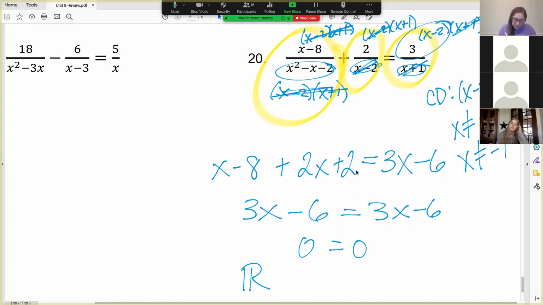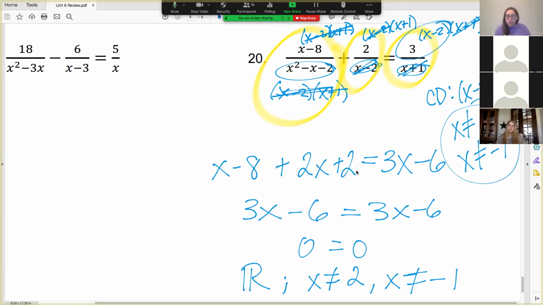However, the only two that I can't have are my two domain restrictions. So x cannot be 2, x cannot be -1. But if it ends up happening where everything cancels out and you have a true statement, then that becomes all real numbers, except whatever your domain restrictions were. Thank you. You're welcome.